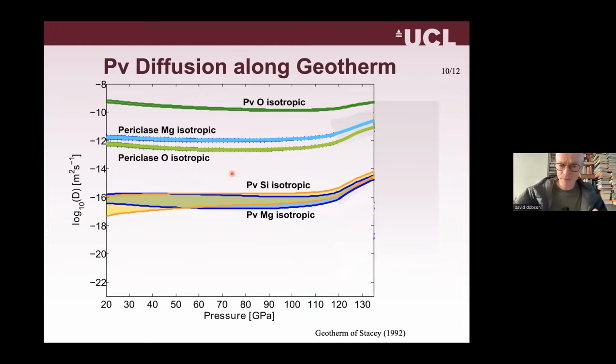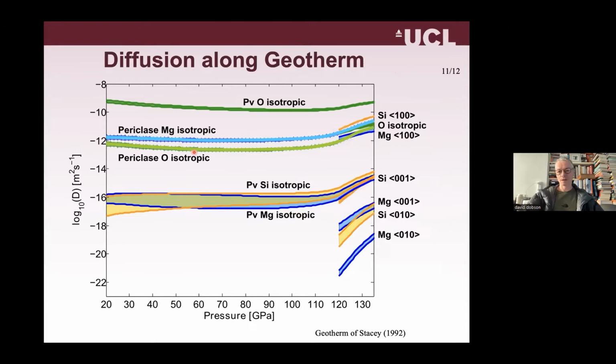We can do these simulations at whatever pressure we want, so right the way across the lower mantle. And this is the diffusivity that you have along a geotherm for the whole of the lower mantle, except for post-perovskite. So here is perovskite. It's isotropic. The silicon and the magnesium diffusivities are very similar. The oxygen diffusivity is very high. This is periclase here, for oxygen and for magnesium and oxygen.